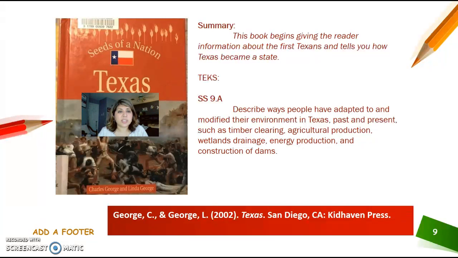The next book I chose was Seeds of a Nation, Texas. This book gives the reader information about the first Texans and tells you how Texas became a state. The TEKS I focused on here was Social Studies 9.A. It describes ways people have adapted to and modified their environment in Texas, past and present.